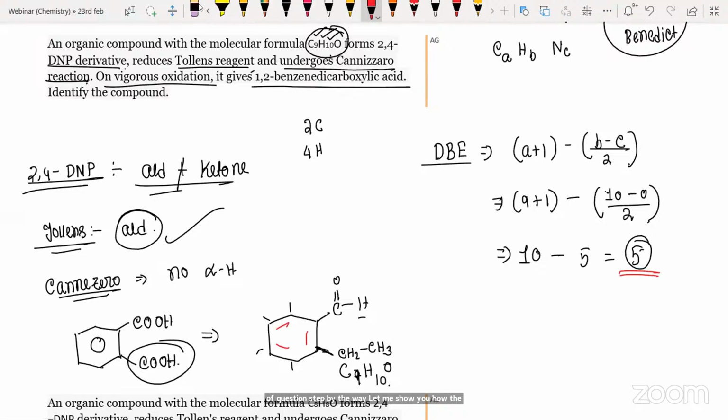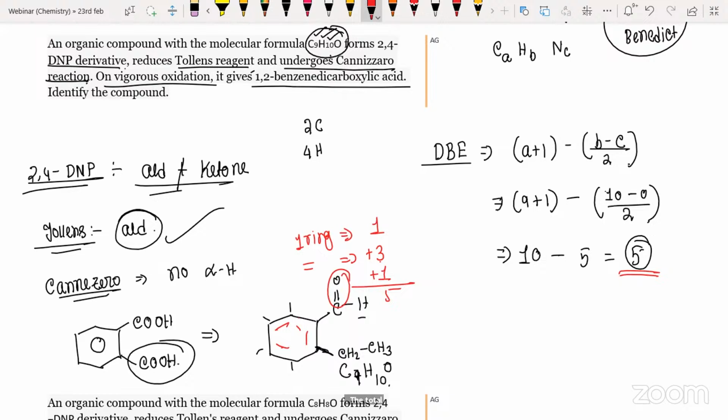So see, one ring is there. There's a ring that you can see. That means for that you have a DBE contribution as 1. There are 3 double bonds, correct? So for that, 3 more. There is another double bond here. The total is 5.